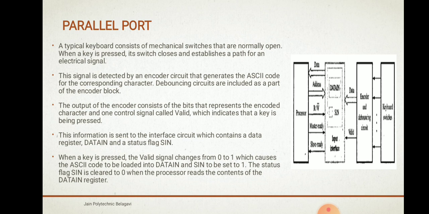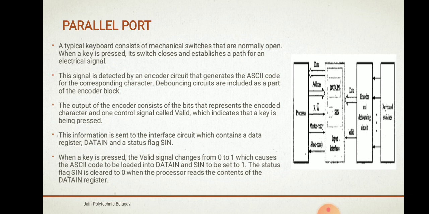Now if you press the key again, the valid signal changes again from 0 to 1. Then the ASCII character will be loaded into the data in and SIN will be set to 1. We press another key. Once the processor reads the contents of the data in register, whatever key you have pressed, the flag SIN is cleared to 0.